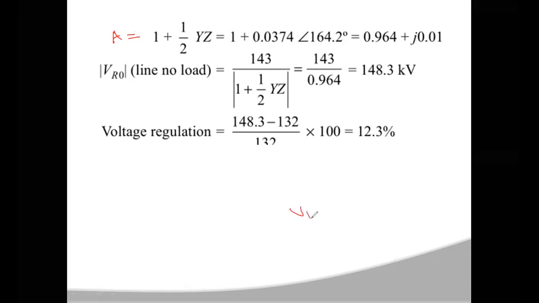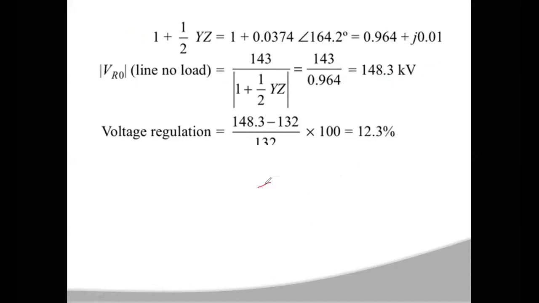Then under no load condition, it is equal to magnitude of Vs by magnitude of A. This Vs value is 148.3 kilovolts for the nominal pi method. But when you calculate this Vs value using the nominal T method, it will be slightly different from this value. It may be greater than 148 or maybe less than 148 also. So this Vs value will change, right? So the percentage of voltage regulation also will change slightly.